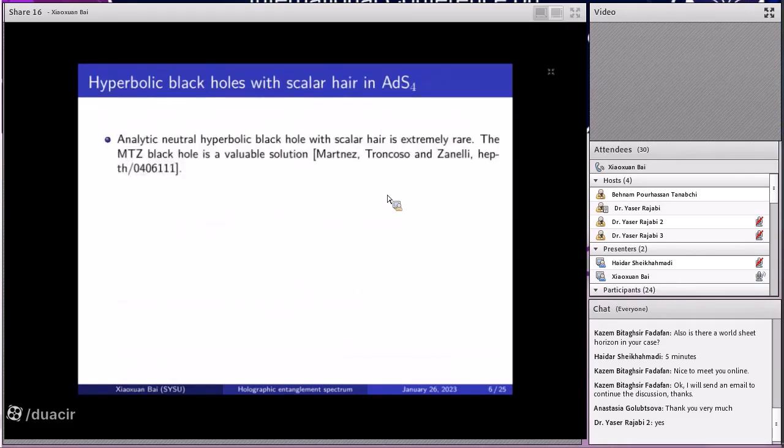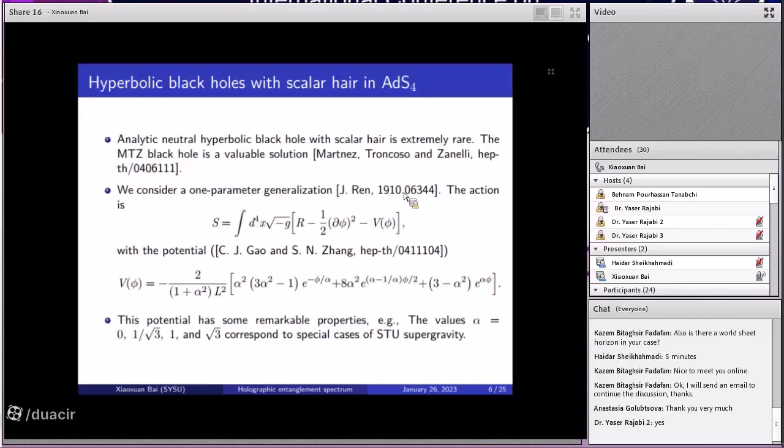So now I introduce a class of hyperbolic black holes with scalar hair. We take AdS4 for example. Analytic solutions of neutral hyperbolic black holes with scalar hair are extremely rare, but the MTZ black hole is a valuable solution. We consider a one-parameter generalization of the MTZ black hole. The action is like this. The potential is denoted by a parameter alpha. Different values of alpha correspond to different systems.